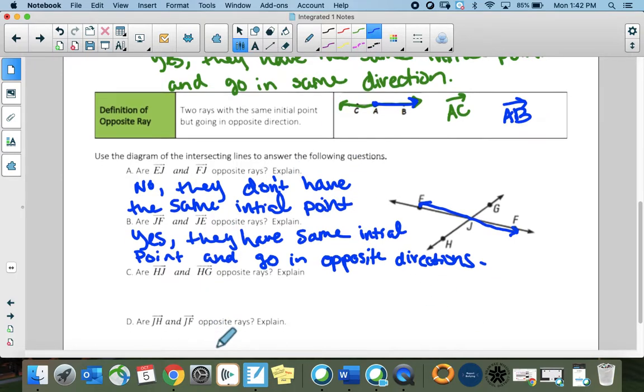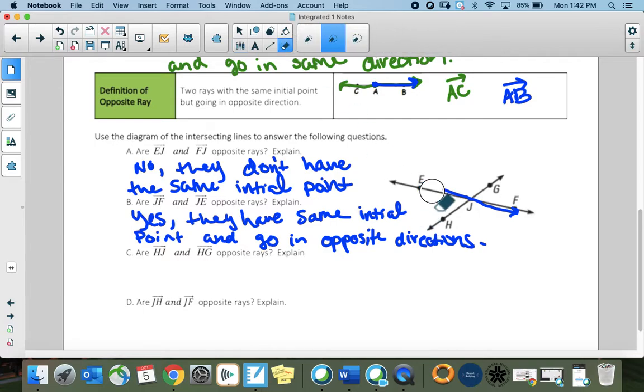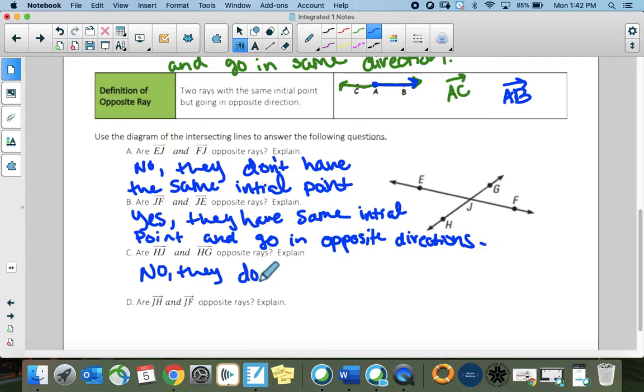This next one, HJ and HG. They have the same initial point of H. I can even tell by this, they both have the same initial point of H, but they don't go in opposite directions. So you'd say no, they don't go in opposite directions. They actually go in the same direction, so they would actually be the same ray.